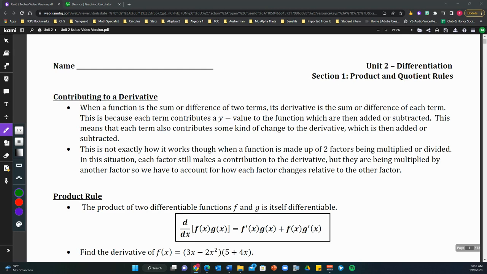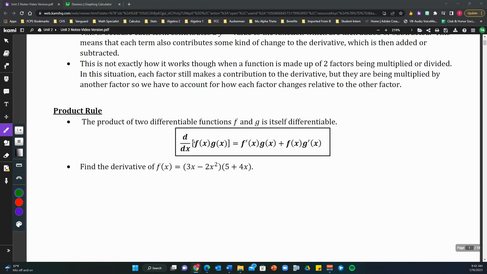That's not exactly how it works, though, when a function is made up of two or more factors being multiplied or divided. In that situation, each factor still makes a contribution to the derivative, but their contributions are being multiplied by another factor. So we have to account for how each factor changes relative to the other. What that produces is a product rule.